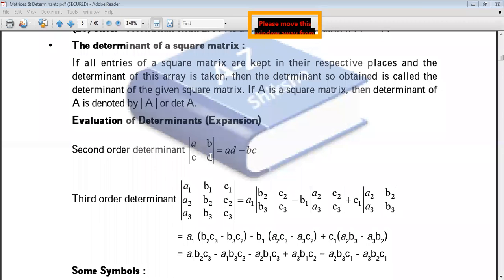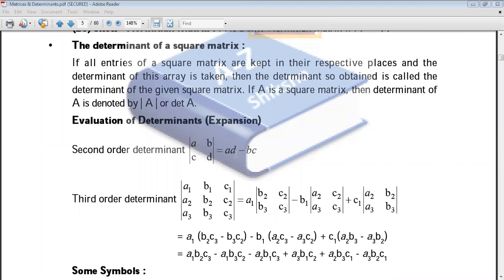Okay, for expansion, what is the process? See, how can you expand? For expansion, you have to multiply. Listen carefully to the expansion of a second order determinant, because that will help you for doing further calculations in matrices. So for expansion of a second order determinant, you have to multiply the elements of the upper left corner to the lower right corner. That is A into D. It is AD.